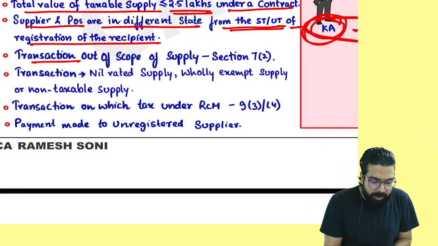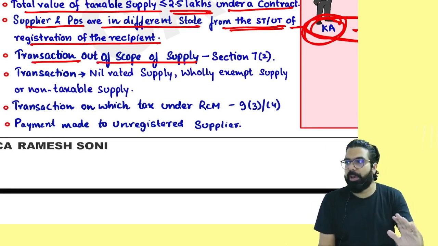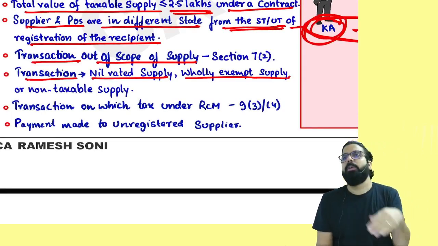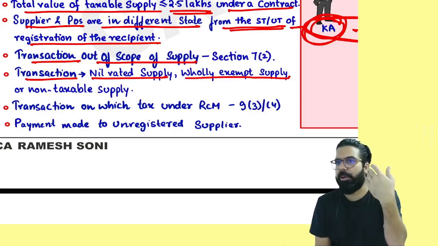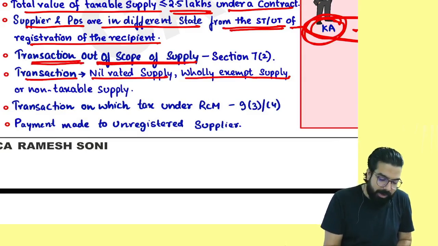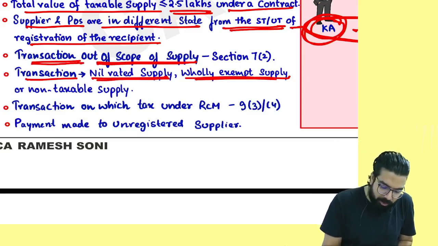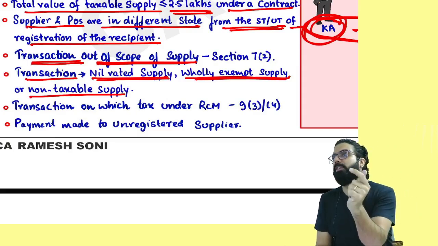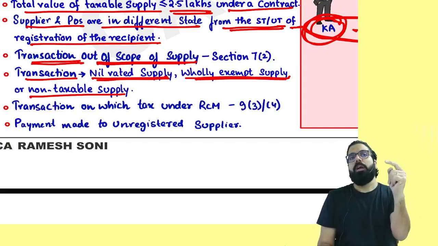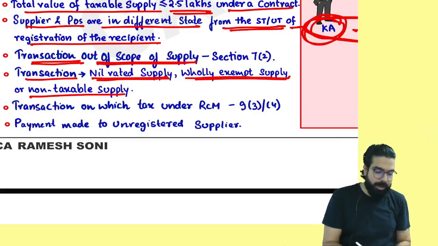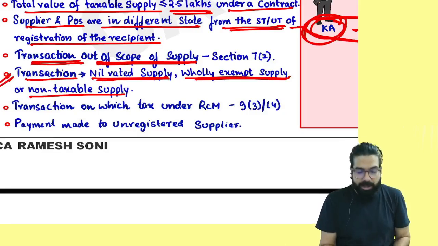The next is when the transaction is out of scope, no TDS. When the transaction is nil rated, wholly exempted, when there is no GST only, there will be no TDS under GST. Remember, transaction is out of scope, nil rated, wholly exempt supply, or non-taxable. What is non-taxable, everyone? Alcoholic liquor for human consumption and petroleum products. Remember, in that scenario also there is no TDS.